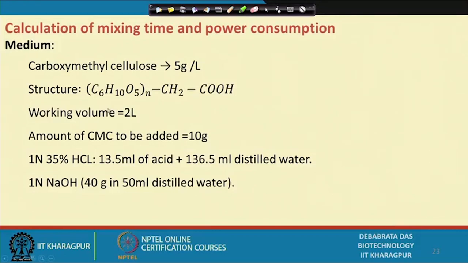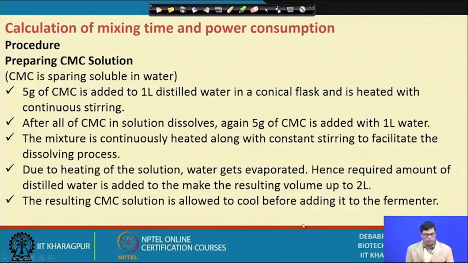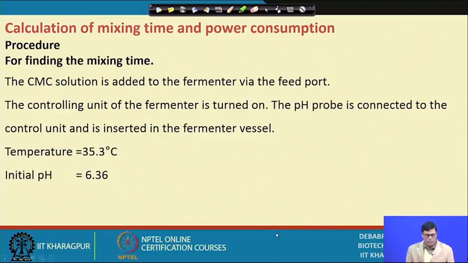So this is how the CMC is defined. This is a polymer of cellulose, C6H10O5 n, and this is the methyl group, and this is the carboxylic acid group. Now, our working volume is 2 liter, and we take 10 gram of CMC, and we also prepared 1 normal HCl and 1 normal NaOH solution. Now, this is the methodology for how you can prepare the CMC solution. I am not going into details.